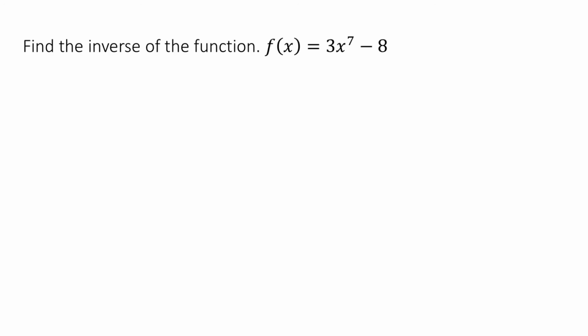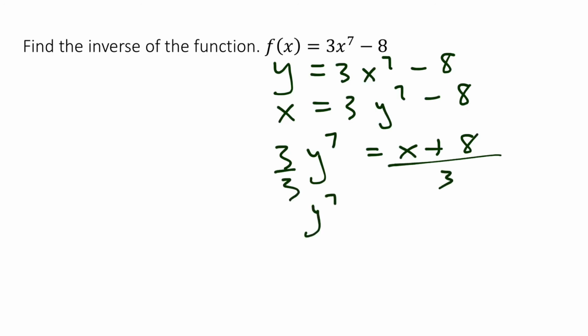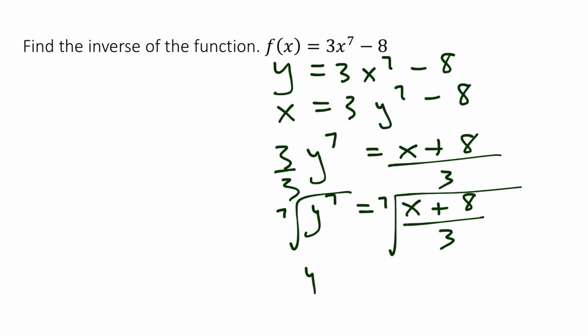So here's one with the 7th power. This is y is equal to 3x to the 7th minus 8. So I'm going to switch x and y. I'm going to solve for y. Isolate your y term. Divide by 3. All right, now I need to get it to say y, so I need to take the 7th root of this here. And that gives me y is the 7th root of (x plus 8) divided by 3.